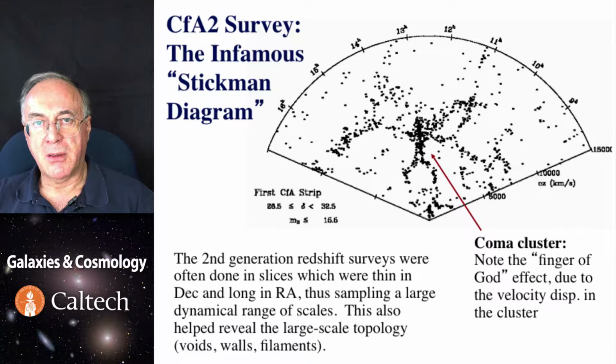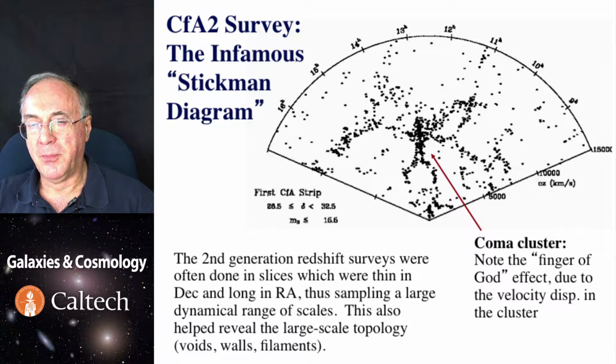I mentioned the second Center for Astrophysics survey by Huchra and collaborators. And what they did is they chose a slice on the sky, very thin in declination, long in right ascension, fan-shaped like that. And they did this simply in order to have manageable numbers of galaxies to observe. Went deeper than the previous survey and went past the Coma cluster of galaxies. And they obtained this famous stickman diagram.